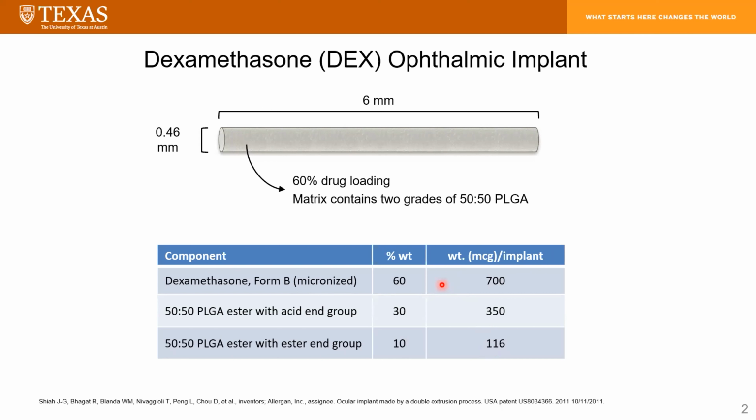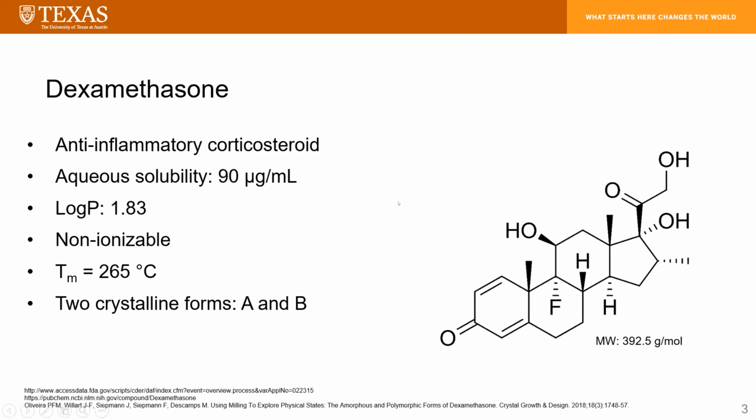if we look at the property of the drug, dexamethasone does not ionize. Solubility is at 90 microgram per ml. It's a high melting point drug. And form B is what we're using. We're using micronized dexamethasone for the study.